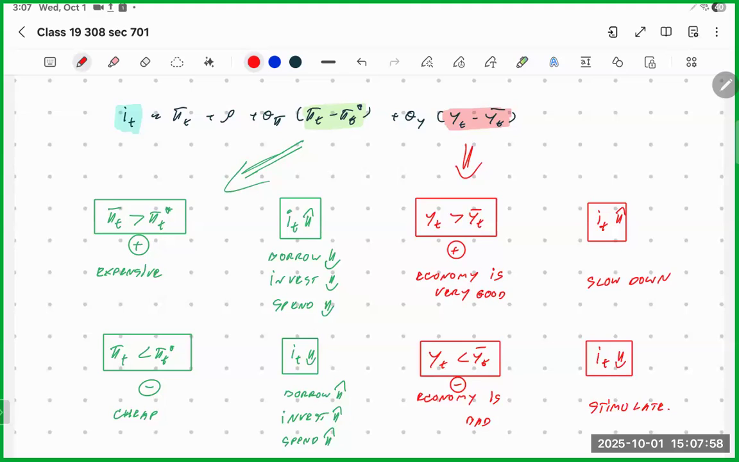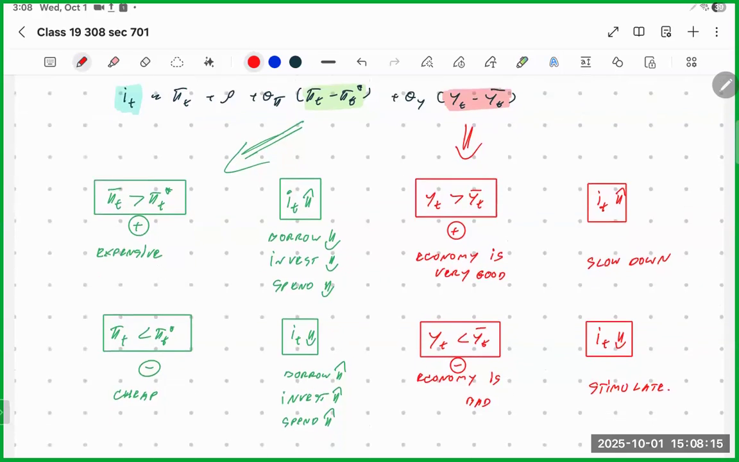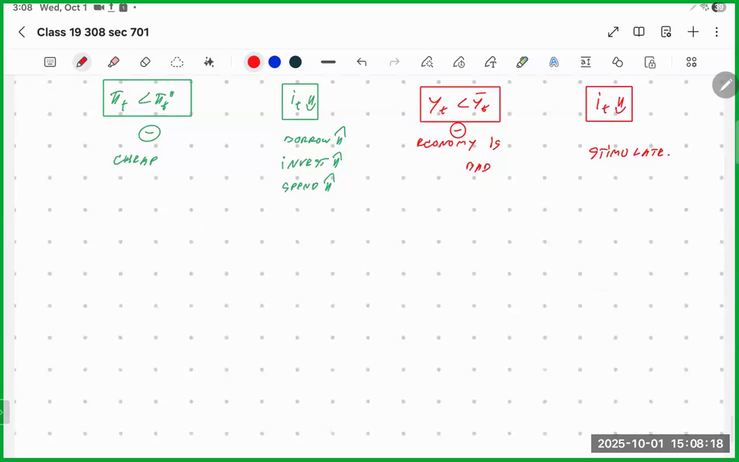Okay. So this is the meaning of this equation. How the central bank is going to change the nominal interest rate based on the problem of inflation and the problem of economy, based on two brackets. Okay. So if I bring down the full equation, I write down the full equation again. IT equal to pi t plus rho plus theta pi t minus pi t star plus theta yt minus yt bar.